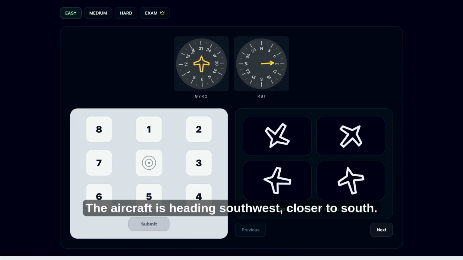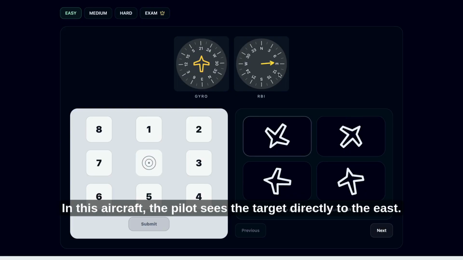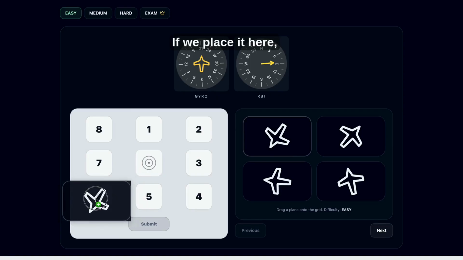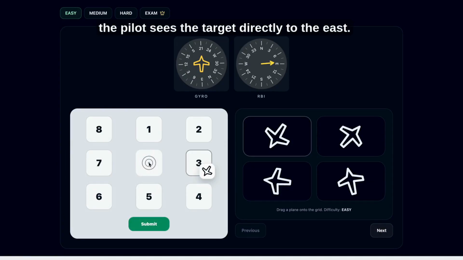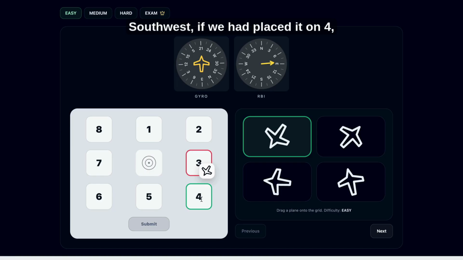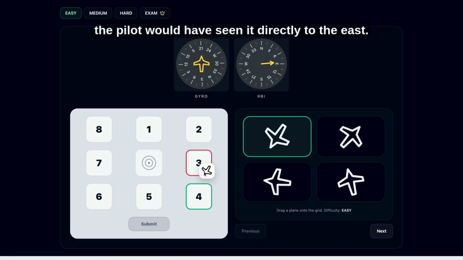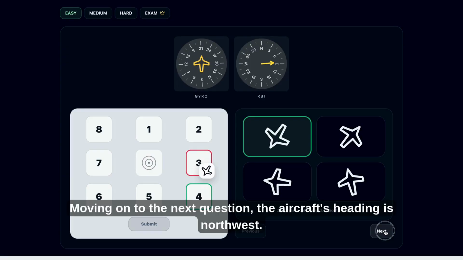We moved on to the next question. The aircraft is heading southwest, closer to south. This is the aircraft heading closer to south in the southwest direction. In this aircraft, the pilot sees the target directly to the east. If we place it here, will the pilot see the target to the east? Yes, we said on number 3, the pilot sees the target directly to the east. But the part we missed is that since the aircraft is facing southwest, if we had placed it on 4, the pilot would have seen it directly to the east. We made a mistake here. The correct answer should have been 4.